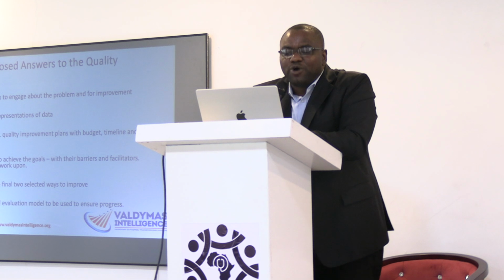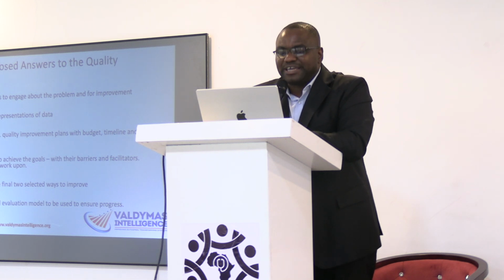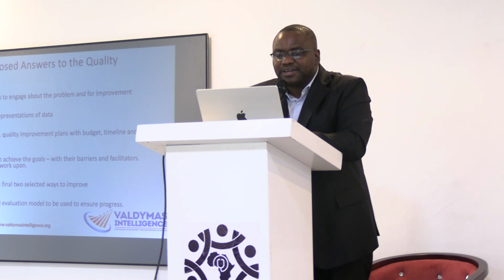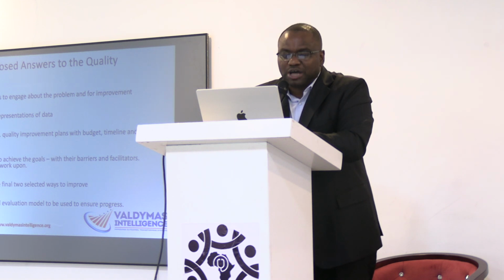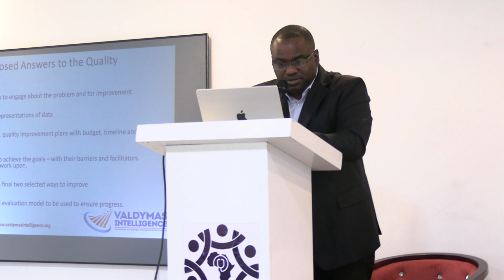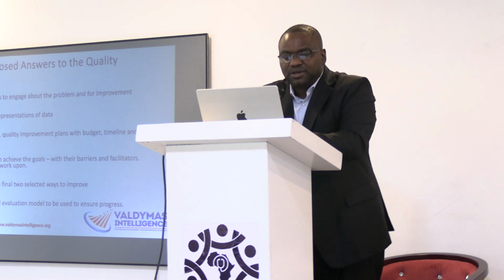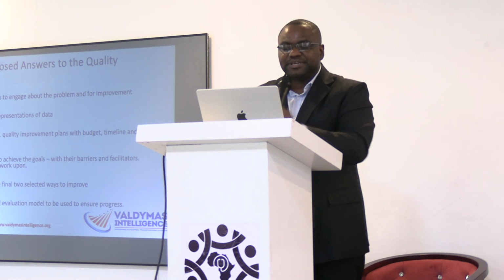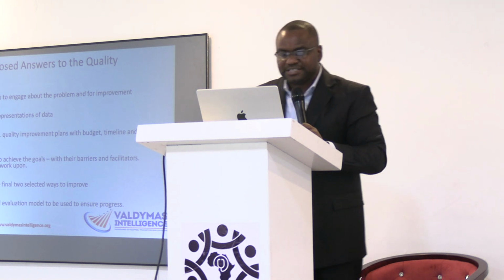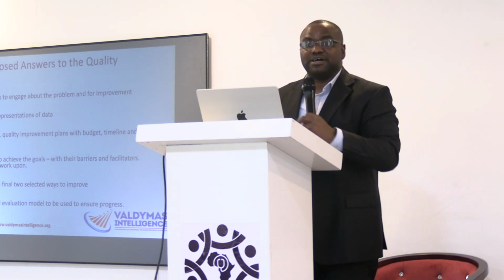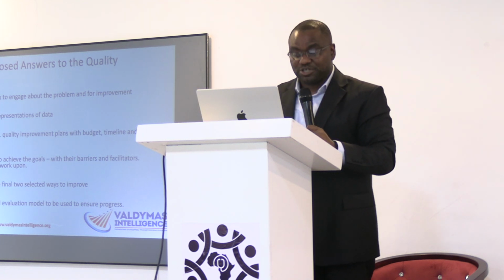Now, number 7, who are the key audiences and stakeholders to engage about the problem? You must write it down. And about the improvement. Then final analysis of our findings and representations of our data. Then when we have represented our data, we must now come up with a quality improvement goal. After that, we must list potential ways to achieve the goals. Then we must design a PDSA model for the 2 selected ways to improve, and then we come up with a described M&E model to use to ensure progress.